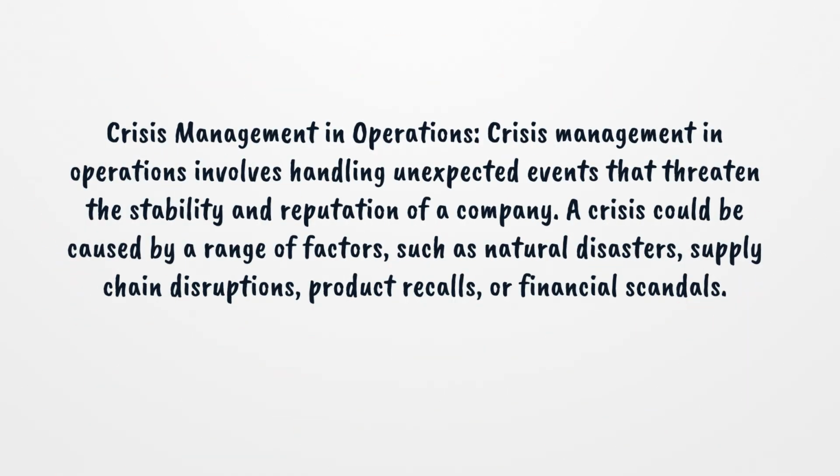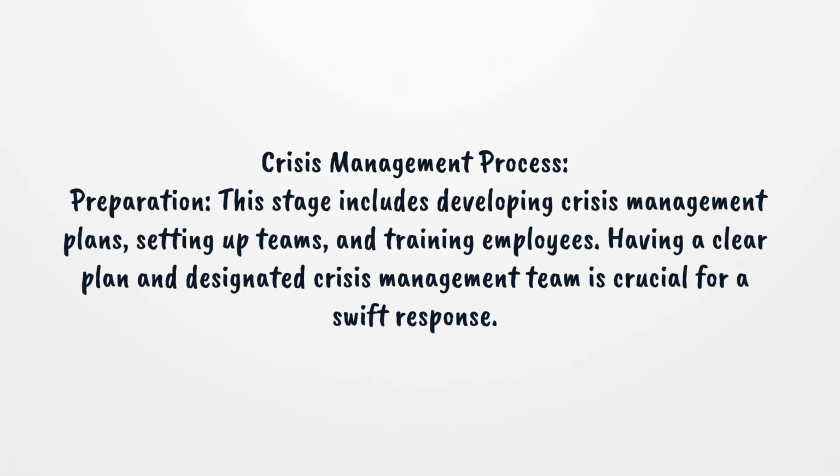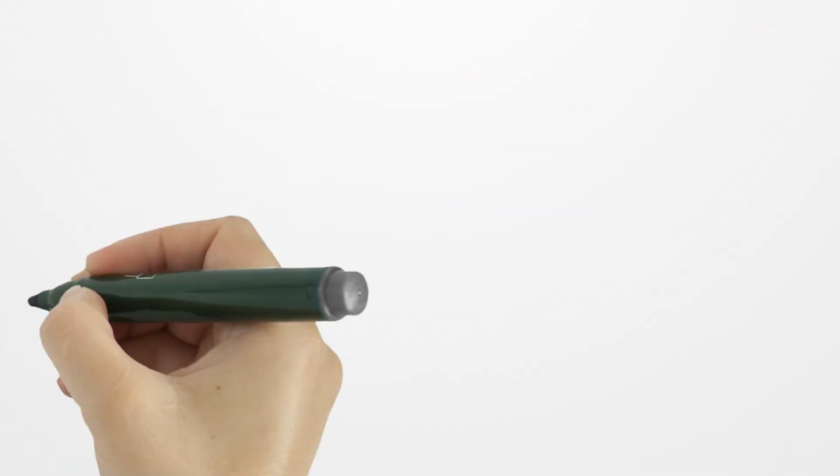Crisis management in operations. Crisis management in operations involves handling unexpected events that threaten the stability and reputation of a company. A crisis could be caused by a range of factors, such as natural disasters, supply chain disruptions, product recalls, or financial scandals. Crisis management process. Preparation. This stage includes developing crisis management plans, setting up teams, and training employees. Having a clear plan and designated crisis management team is crucial for a swift response.